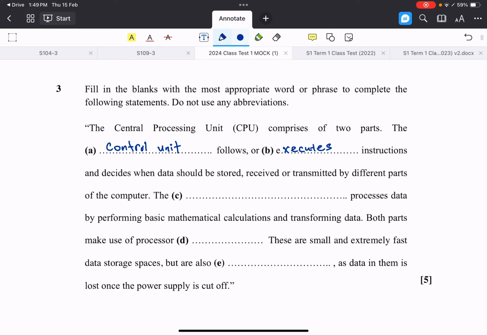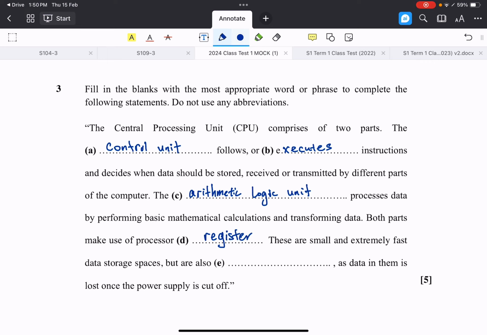Now, the other part of the CPU is the arithmetic logic unit. That's where all the calculations take place. It processes the data by performing basic mathematical calculations and transforming data. Both parts make use of the processor registers. So that's where the data are stored inside.